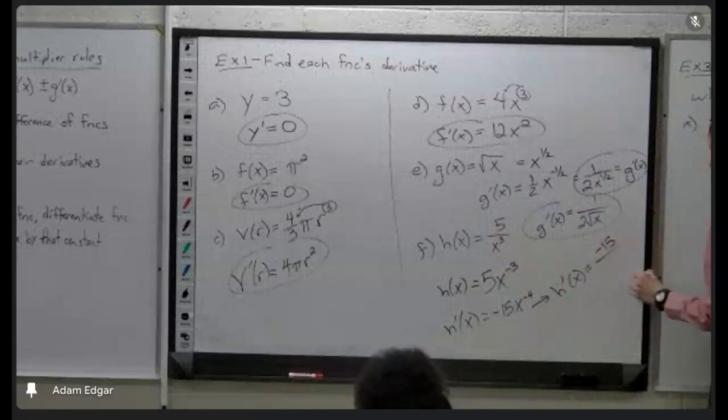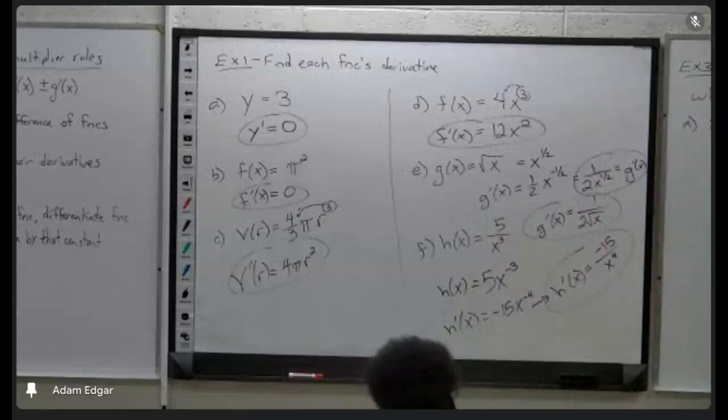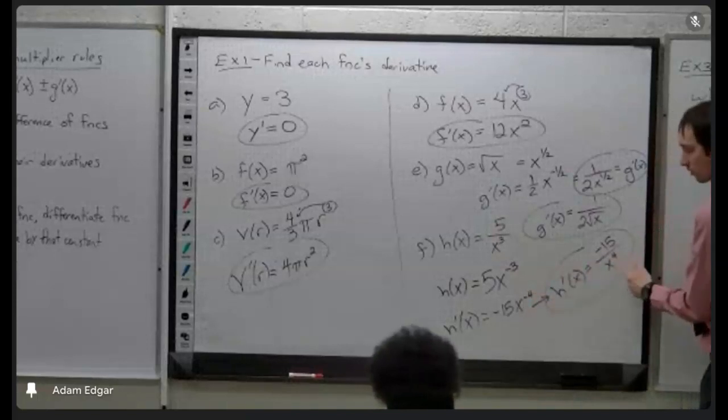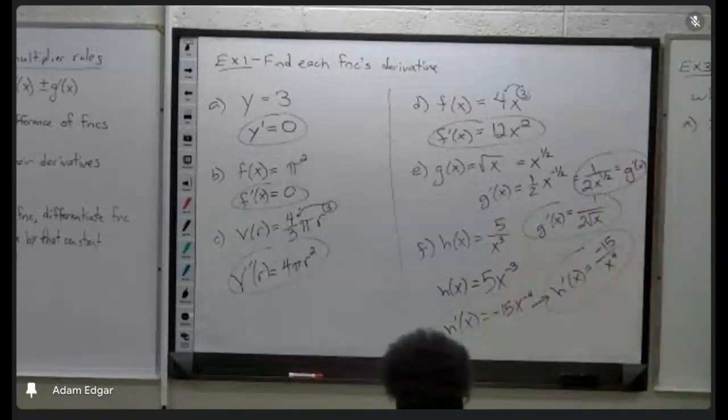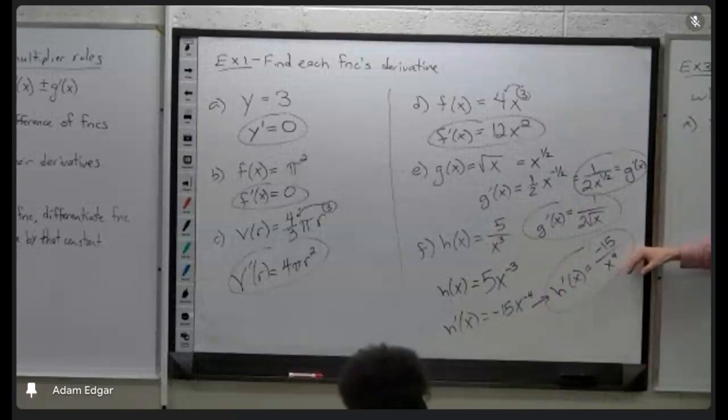-15 over x to the 4th. So only the x goes into the denominator because only the x has a negative exponent. The 15 is just a negative coefficient. Those are allowed. We just don't like negative exponents. So instead of multiplying the 15 by x, we divide the 15 by x, and now it has a positive exponent. Any questions with D, E, F?